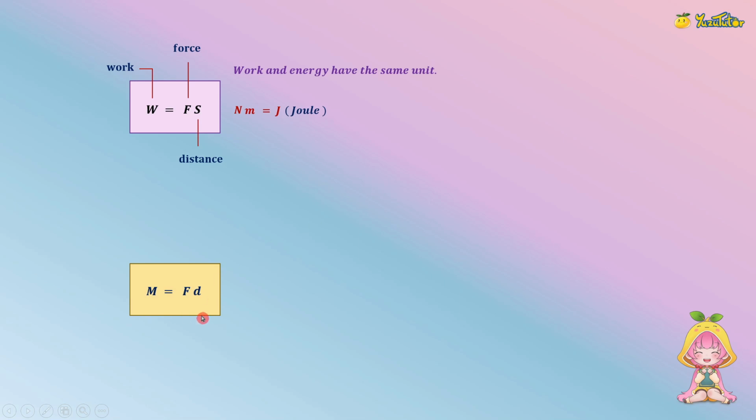Next, last equation. M equals F times D. M stands for moment of force, F stands for force, and D stands for distance. The SI unit of force is Newton, and the SI unit of distance is meters. So the SI unit of moment is Newton times meters.